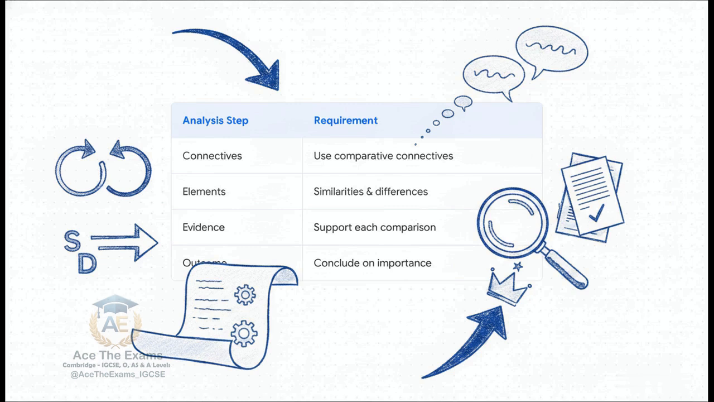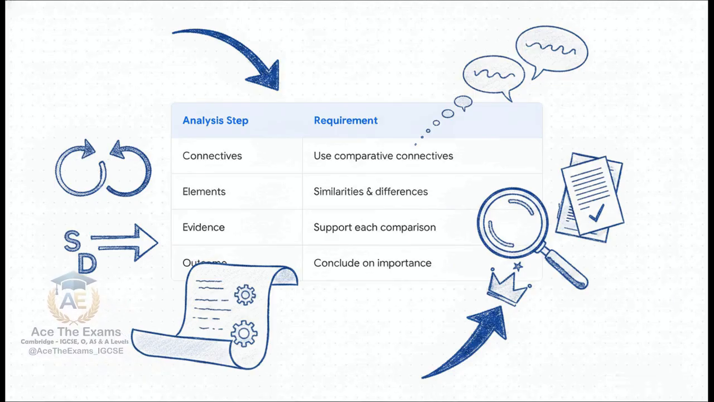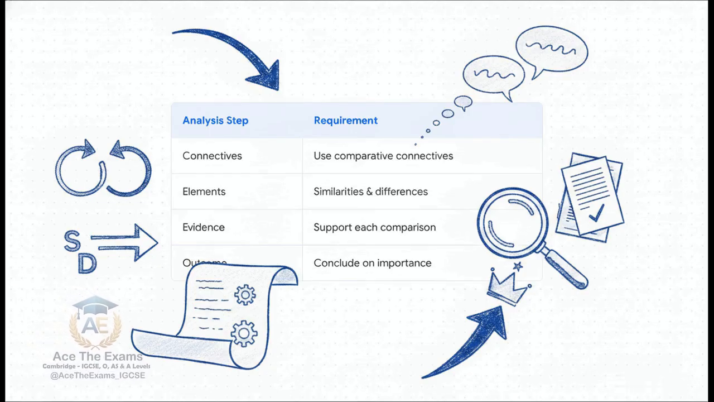Okay, let's look at this table. Here is your literal blueprint for comparative questions. When you are asked to evaluate alternatives, your analysis must explicitly include both similarities and differences. You have to use comparative connectives like whereas or conversely. Back up each comparison with evidence from the text and draw a concrete conclusion on the relative importance based on the scenario. Without this connective structure, an evaluation answer is just a disjointed list of random facts.